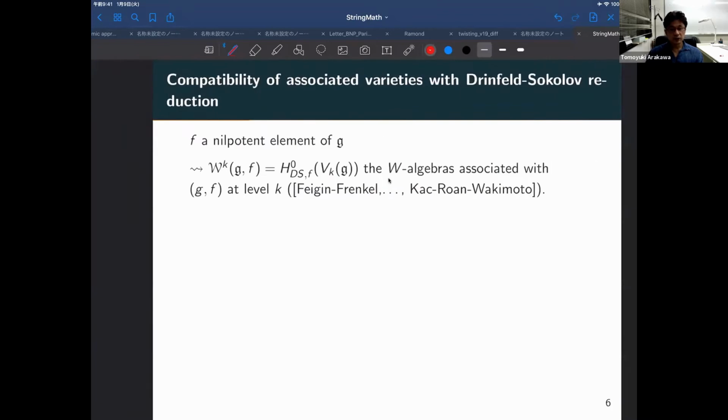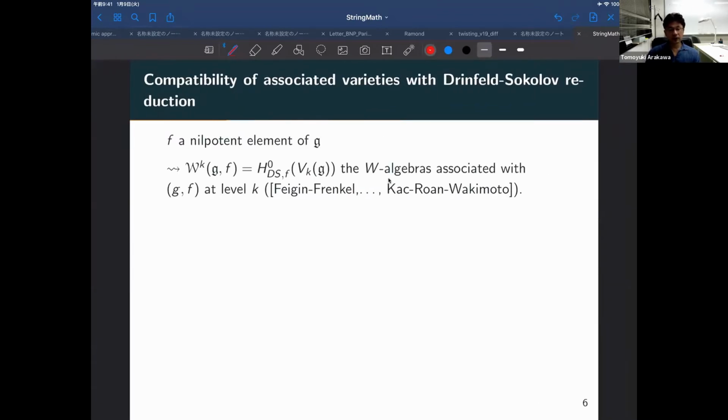So if f is a nilpotent element, you can define the corresponding W-algebra by taking a Drinfeld-Sokurov reduction of the universal affine vertex algebra, and it depends on your choice of nilpotent element, or your choice of SL2 embedding. And it's known that the associated variety of the W-algebra is the so-called Slodowy slice at f. It's a transversal slice to G orbits.